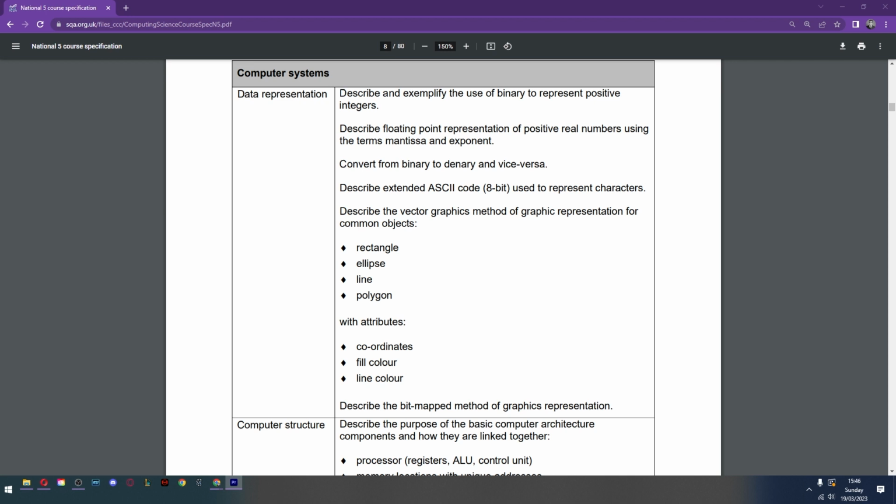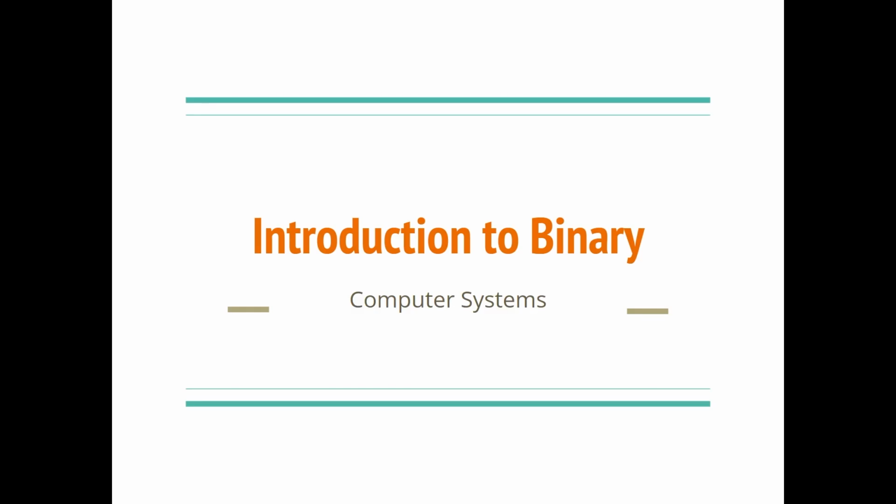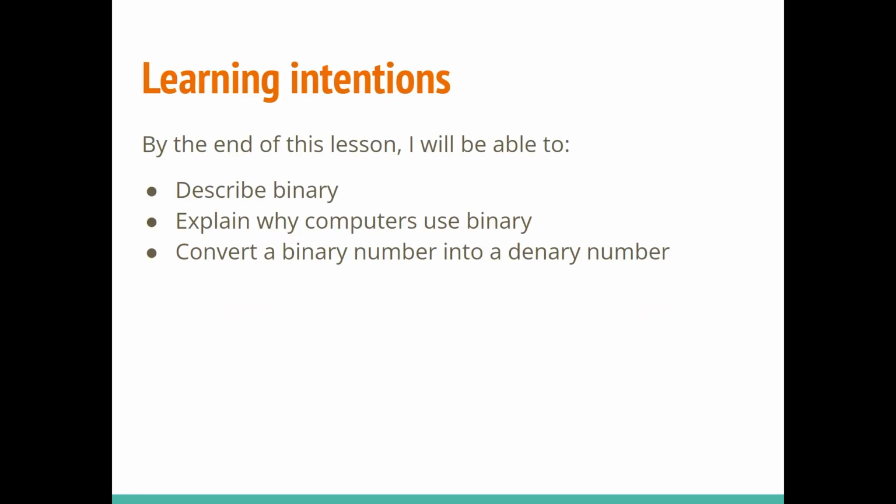First off, we'll look at data representation. We'll take a look at this first sentence here: describe and exemplify the use of binary to represent positive integers. We're also going to convert from binary to denary, but the vice versa we'll leave for next time. I've got a presentation for you. By the end of the presentation, you'll be able to describe binary, explain why computers use it, and you'll be able to convert a binary number into a denary number.